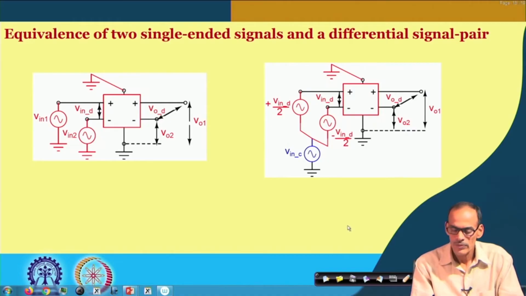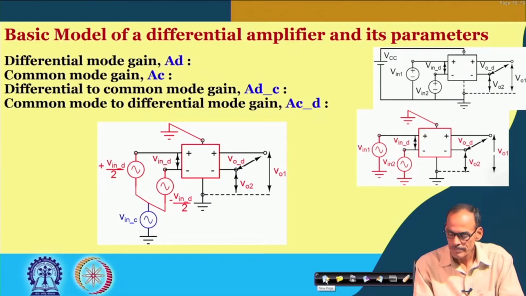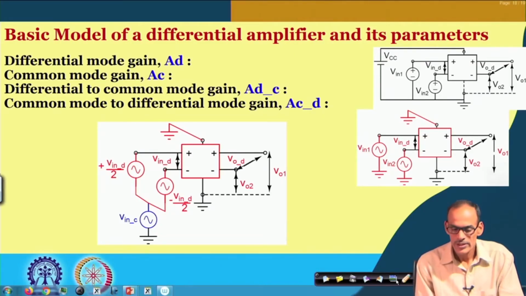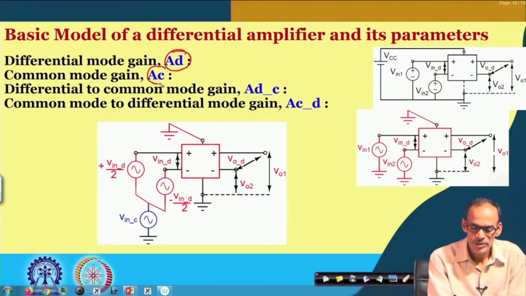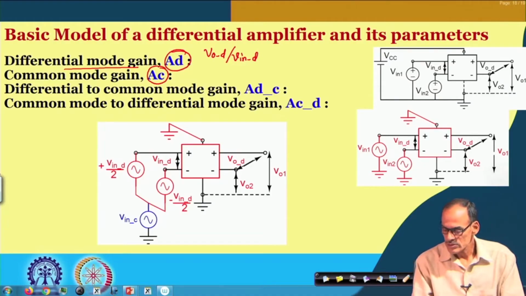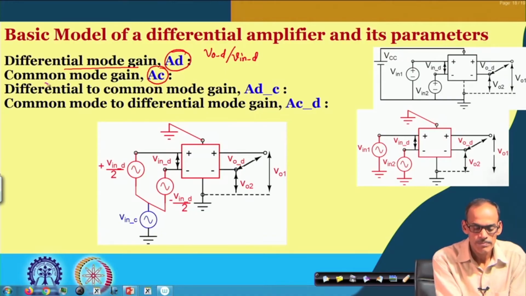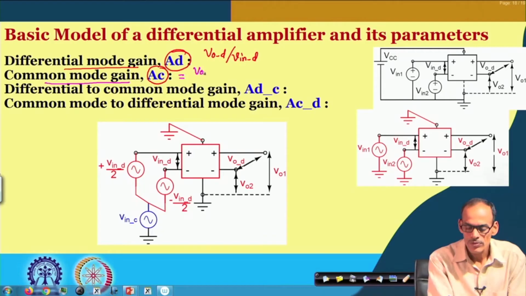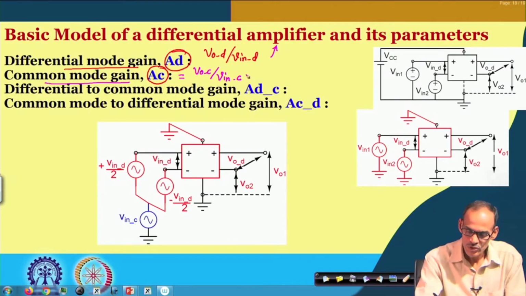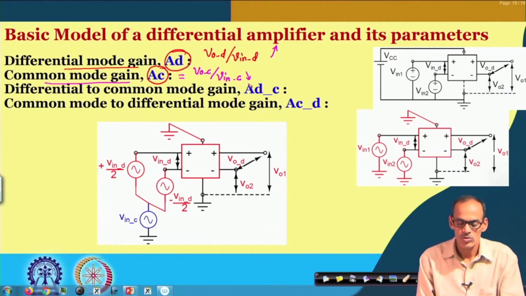Whenever we have a differential amplifier, we like to have a basic model, and as I said, it should have two important parameters: the differential mode gain, which is defined by VOD by VinD, and another important parameter called common mode gain, which is defined by VOC divided by VinC. As I said, this should be as high as possible and this should be as small as possible, and that makes the circuit more towards the ideal one. Then only can we say that this circuit can remove the average or common mode part, and it appreciates the differential part.